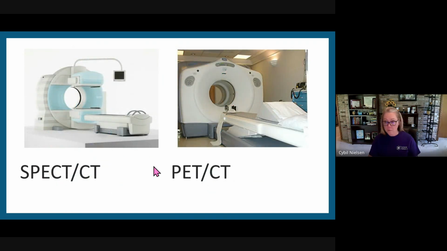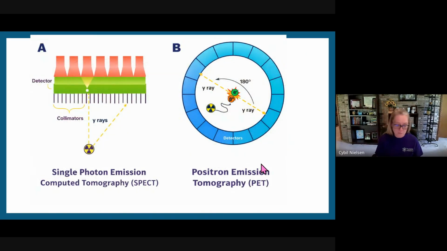All right, so we know that PET and SPECT are completely different in how they collect the counts. SPECT literally means single photon emission computed tomography. So one photon, single photon at a time, comes through and it gets picked up by the gamma camera, whereas PET is two photons that go off in opposite directions and hit opposite detectors.